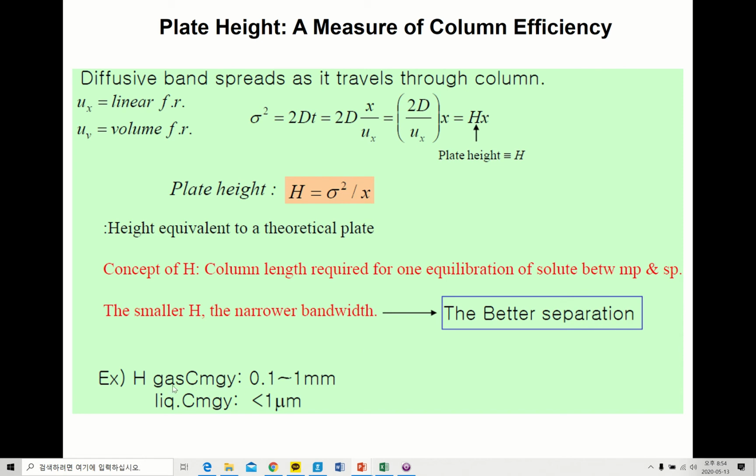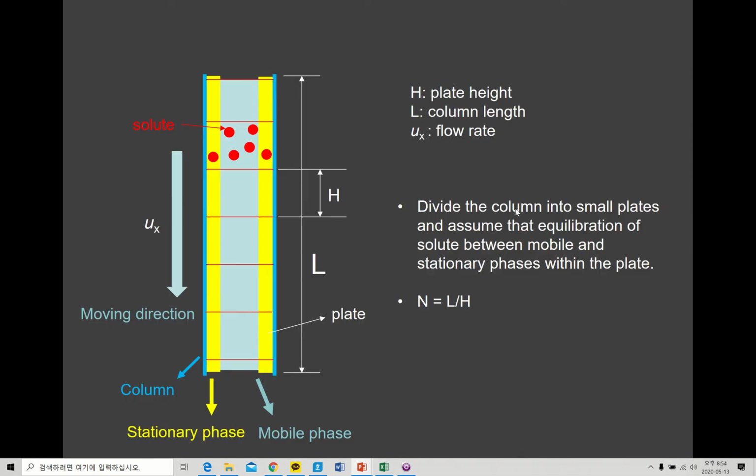So for gas chromatography, sometimes you need a very long column, and for the capillary column, sometimes you need maybe a 100 meter column. But for liquid chromatography, the column length is not very long, maybe several tens of centimeters. That's enough because the plate height is quite small.